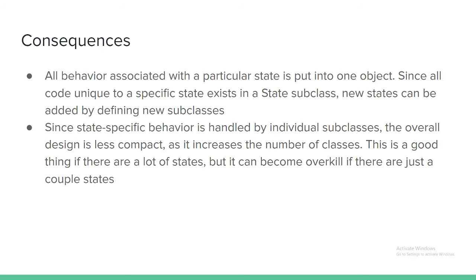So what are the consequences of implementing this design pattern? We kind of talked about it a little bit, but just to put it into more concrete words, we have all behavior associated with a particular state put into one object. Since all code unique to a specific state exists in a state subclass, new states can be added by defining new subclasses. And since state-specific behavior is added by individual subclasses, the overall design is less compact, as it increases the number of classes.